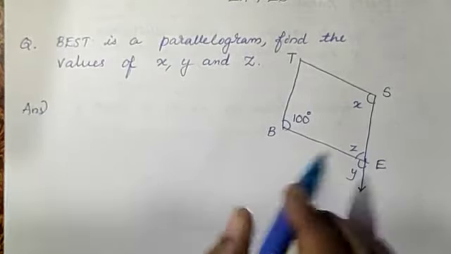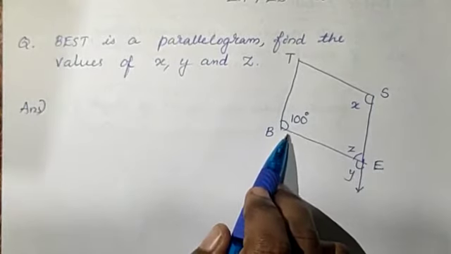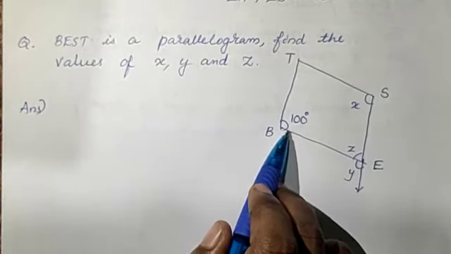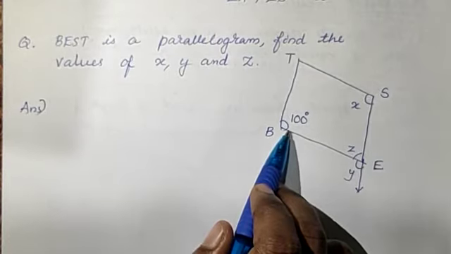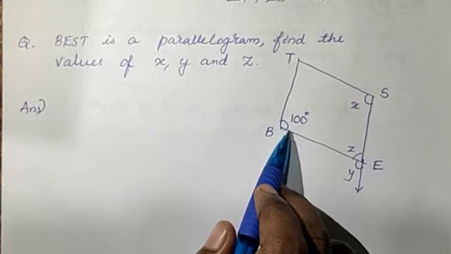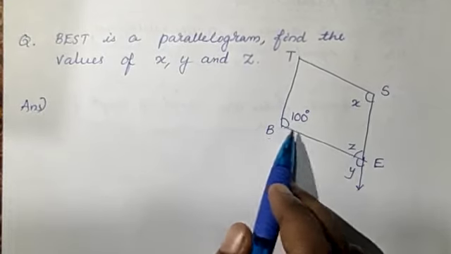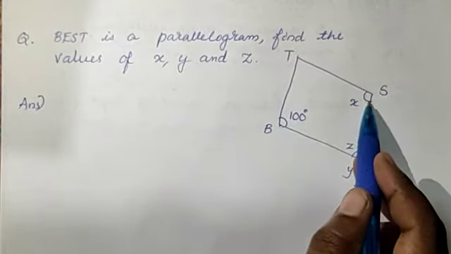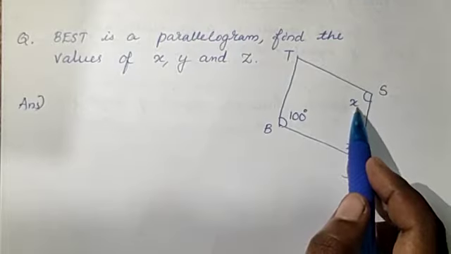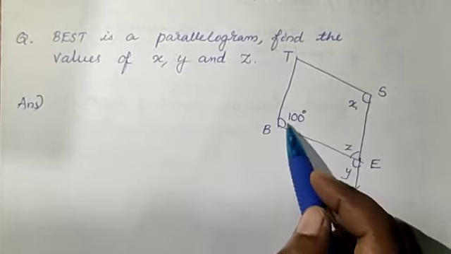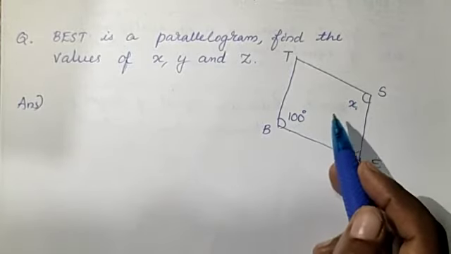Okay. Here one angle is given. Angle B is 100 degrees. We know in a parallelogram the opposite angles are equal. For B, the opposite angle is angle X. So, X is 100 degrees. These opposite angles are equal.